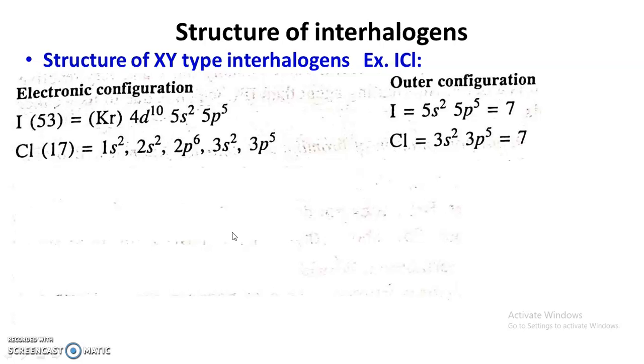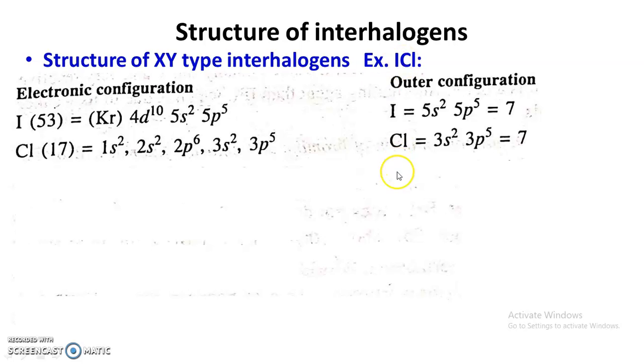The next step is that from the steric number, we find out the proper or suitable geometry. If the steric number is 2, then the structure is linear. If the steric number is 3, then triangular. If the steric number is 4, then tetrahedral. If the steric number is 5, then it is trigonal bipyramidal, and so on. So in this way, this is the electronic configuration for iodine and chlorine.